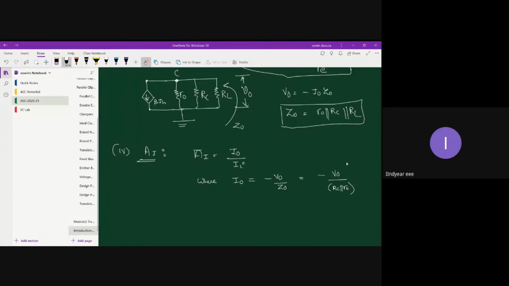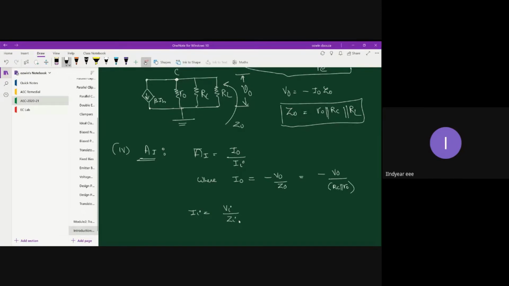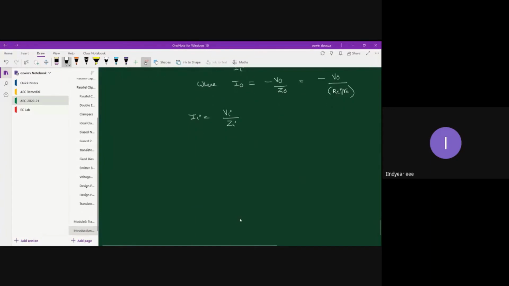Also we have II. II is nothing but input voltage divided by input impedance. So let us find AI. AI is I0 by II. I0 is minus V0 by Z0, and II is basically Vi by Zi. Since it is coming in the denominator, it is Zi by Vi.